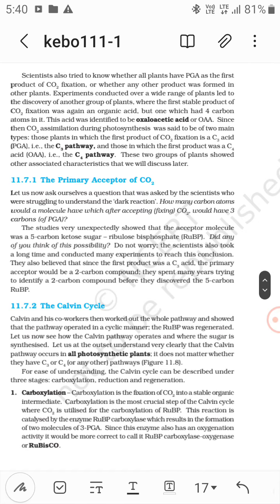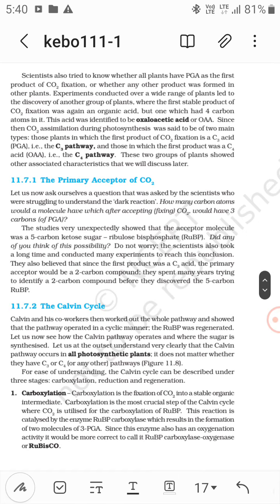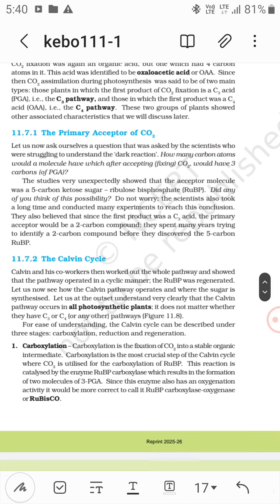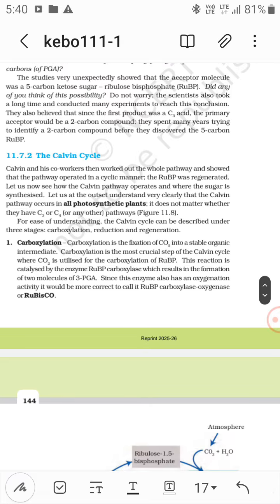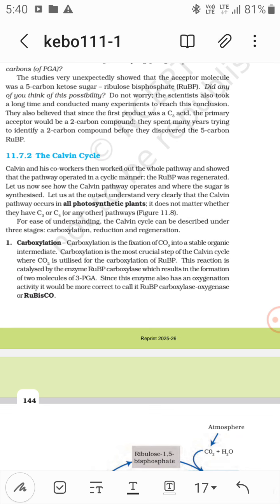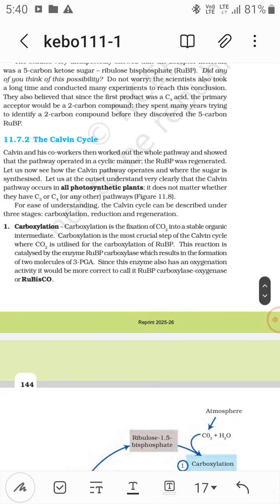Then the primary acceptor of CO2 is the 5-carbon keto sugar ribulose bisphosphate, RuBP. The Calvin cycle. So the Calvin pathway occurs in all photosynthetic plants. It does not matter whether they have C3 or C4 pathways.